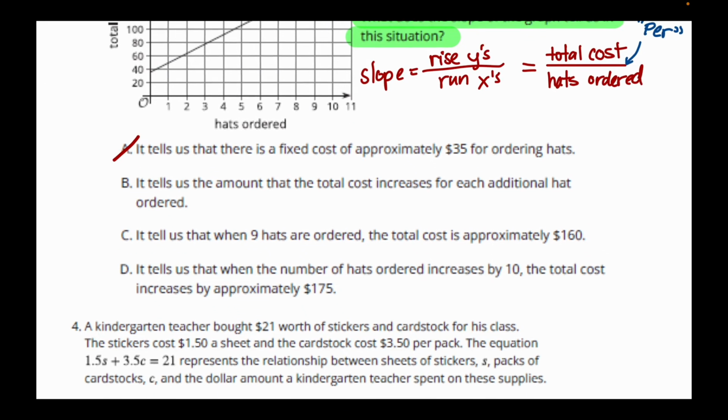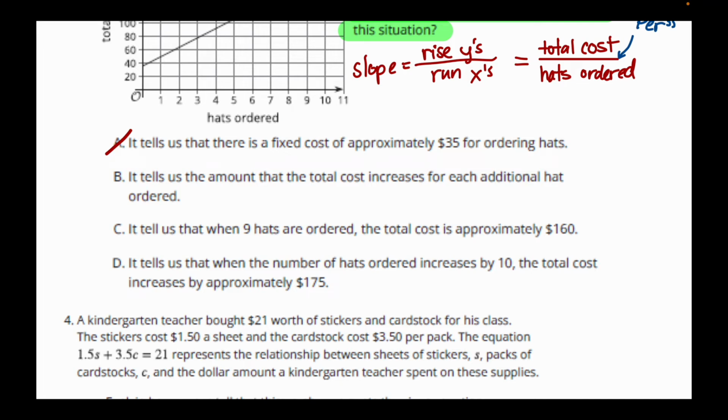That's a possibility. C says it tells us that when 9 hats are ordered, the total cost is approximately $160. Well, the slope isn't telling us an exact coordinate pair, so it's not going to be that one. And D says it tells us that when the number of hats ordered increases by 10, the total cost increases by approximately $175. That may also be true, but we don't necessarily need to know the exact number, so I am going to choose B as my answer here.